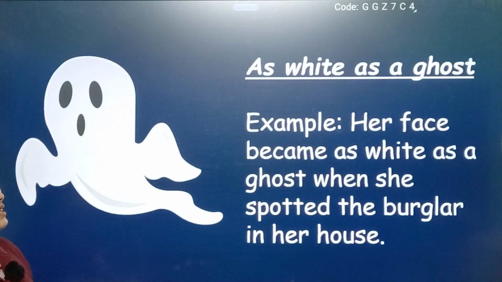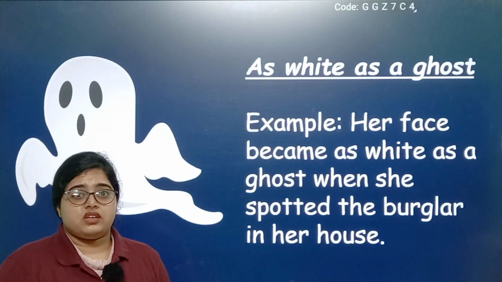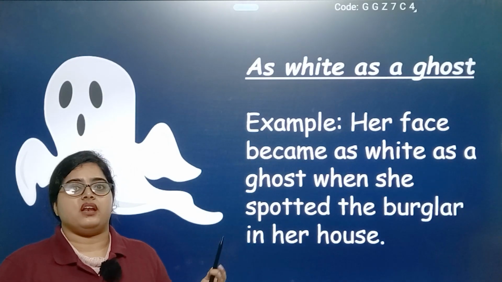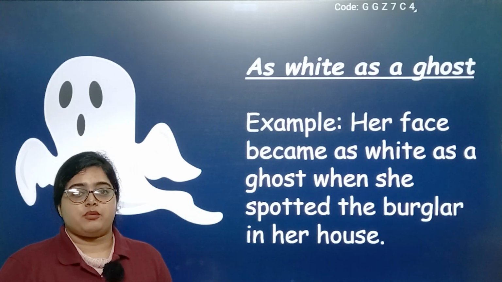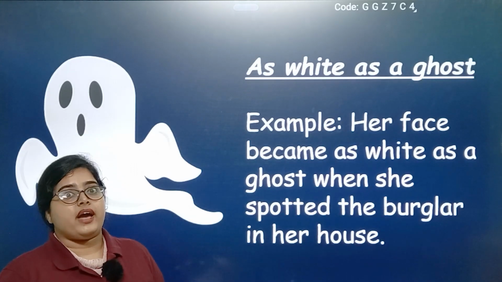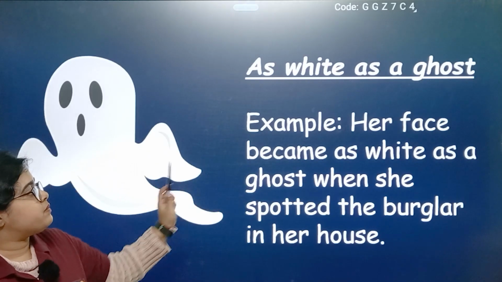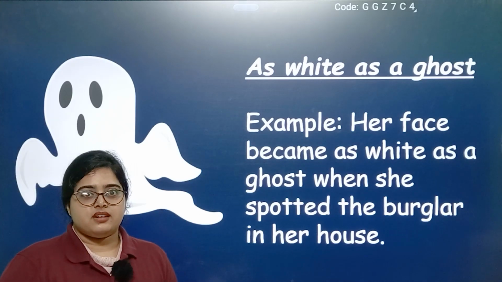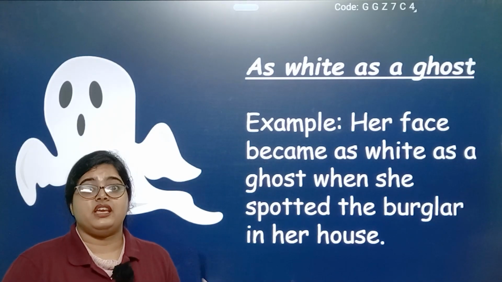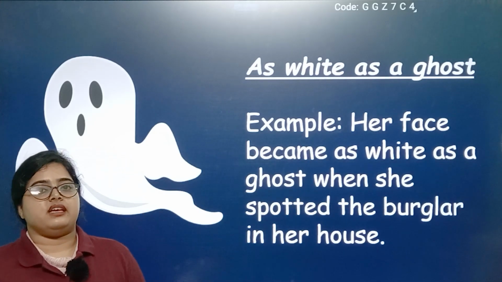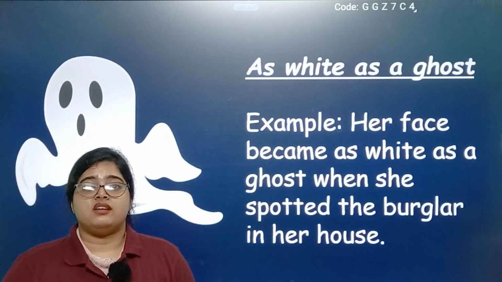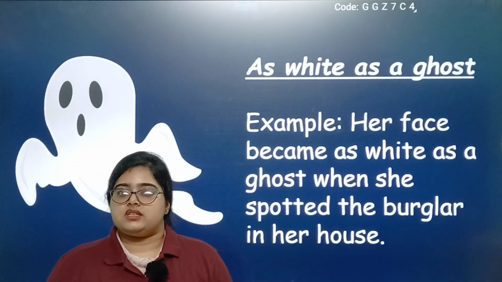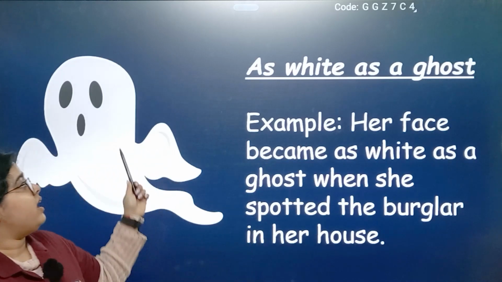Next, as white as a ghost. Whenever someone is very scared of something and you suddenly make the person more scared, they become very pale. The color of their face changes. So we say as white as a ghost. Her face became as white as a ghost when she spotted the burglar in her house. She suddenly caught a burglar, a thief in the house. She was very scared, and in that fearful position, her face became as white as a ghost. We always represent a ghost as white, right? So here we are writing as white as a ghost.